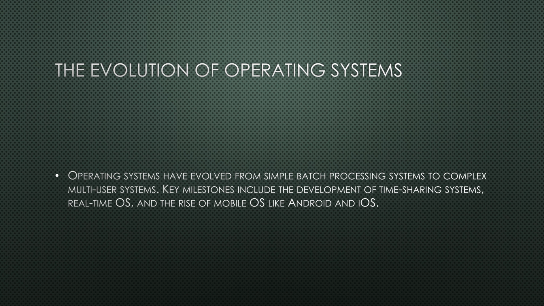The evolution of operating systems. Operating systems have evolved from simple batch processing systems to complex multi-user systems. Key milestones include the development of time-sharing systems, real-time OS, and the rise of mobile OS like Android and iOS.